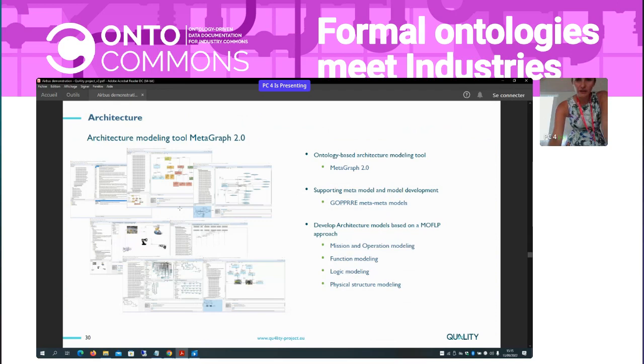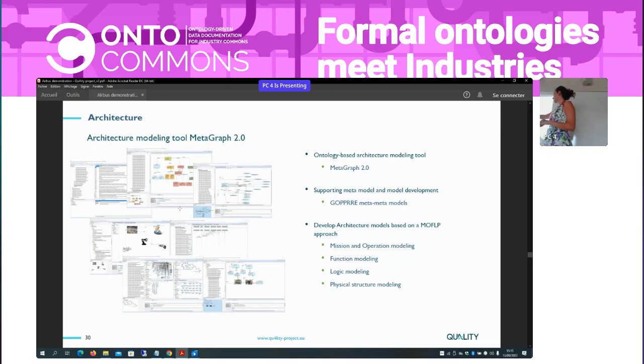So this is using Metagraph version 2 as a tool, but as we said, the approach is tool agnostic, so we could change that. And the supporting metamodel is GOPPRE for the model transformation. So we could pass the information from different modeling languages, so that the architect could choose whatever better fitted the method that different architects were choosing.